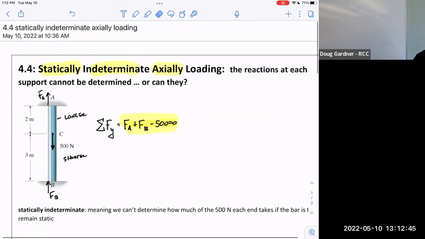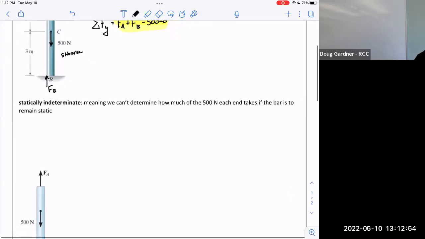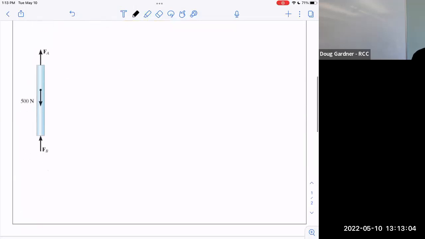Notice I said the reactions at each support cannot be determined, or can they? Isn't that exciting? Woo! So statically indeterminate, meaning we can't determine how much of the 500 newtons each end takes if the bar is to remain static. But let's take a look at this a little bit more.